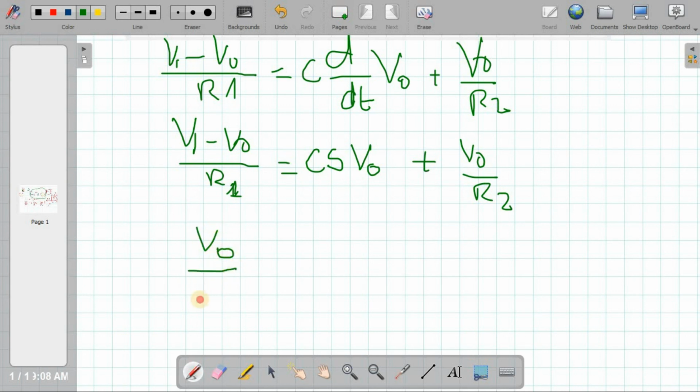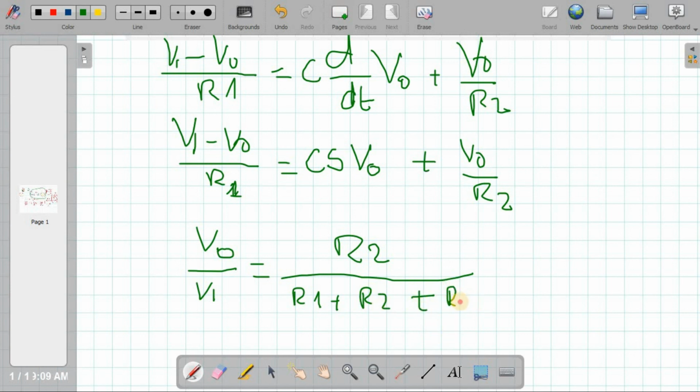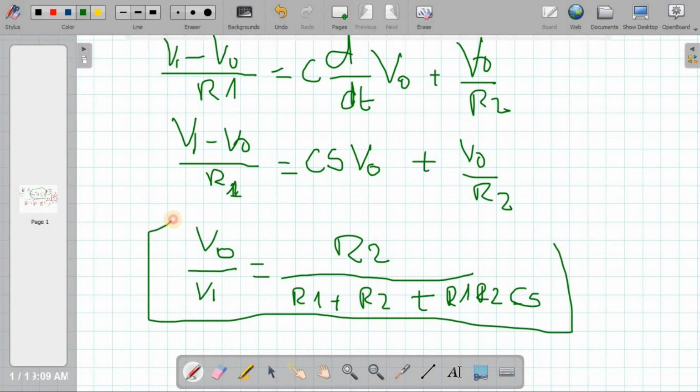So my V out over V in is going to be R2 over R1 plus R2 plus R1 R2 CS. So this is how I solve my equation. Guys, you can see how easy it is to solve questions about electrical networks.